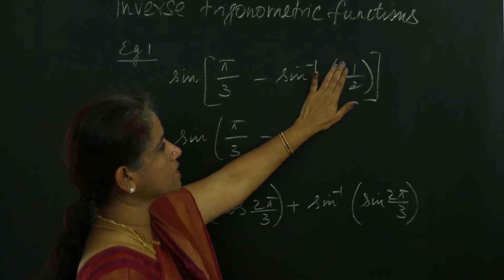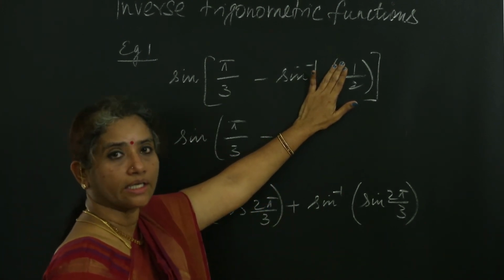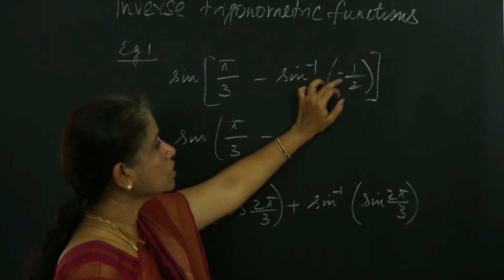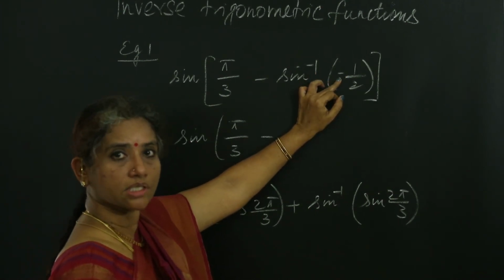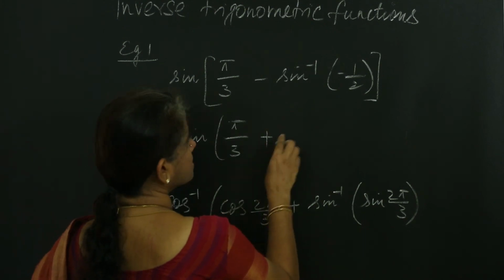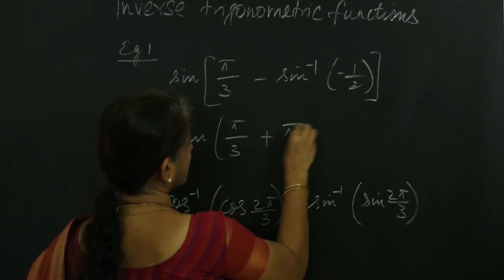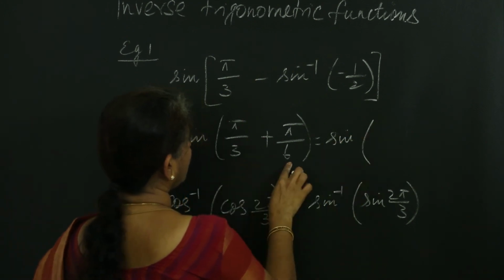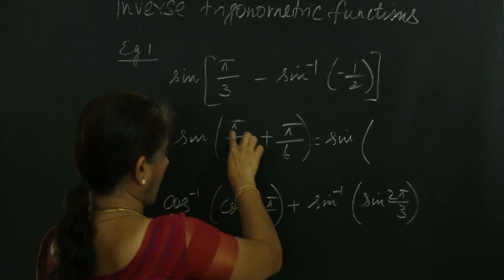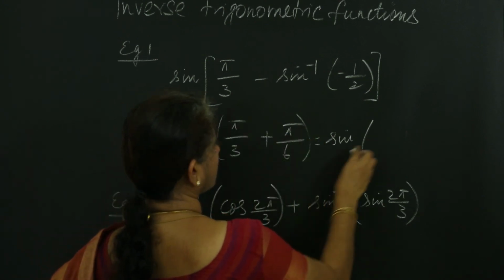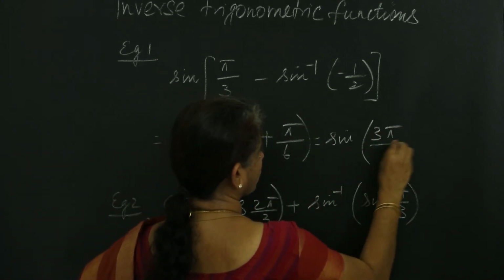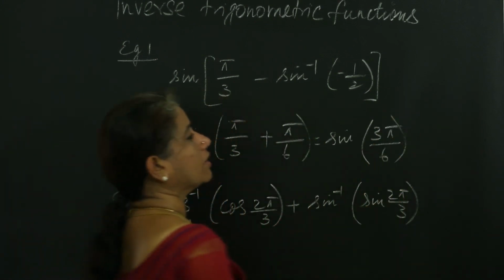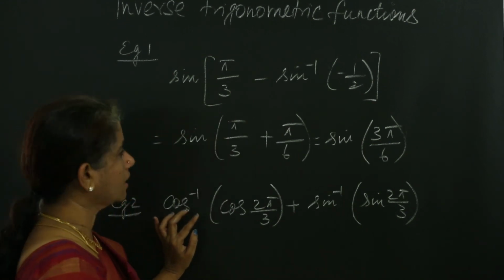You know sine inverse of half is 30 degrees. 30 is pi by 6. Okay. So I need to just put a minus because it is negative. So this is plus pi by 6. So this is nothing but sine of, what is pi by 3 plus pi by 6? 3 pi by 6, huh? And you just have to calculate the value for 3 pi by 6 and give it there.